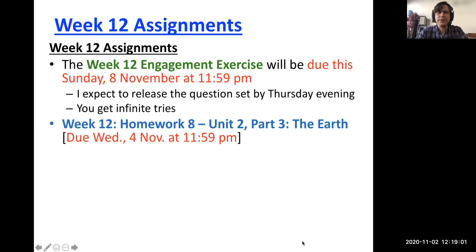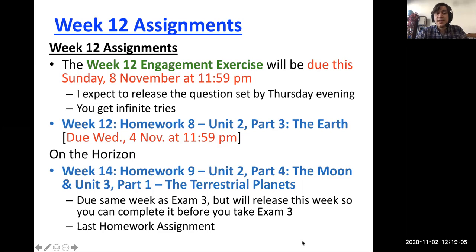So don't skip out on the last 2 homework assignments, because what we also have is homework 9 will be due in week 14, not next week, but the week after. That's the last full week of classes. It is also the last homework assignment for this class, and it'll cover unit 2, part 4. That's the moon. And it'll cover unit 3, part 1, the terrestrial planets. So Mercury, Venus, and Mars.